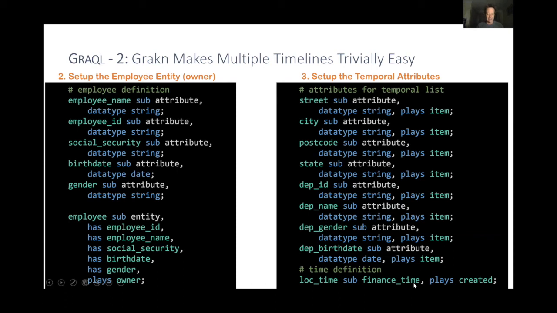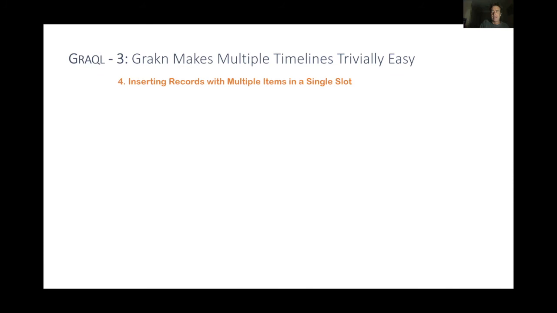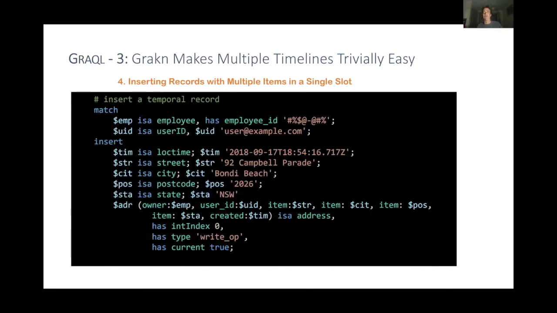So not only has it got a composite index in there, not only has it got years, months, days, hours, minutes, seconds, and milliseconds, but it's also got quarters and financial quarters and all sorts of stuff. And that time piece is the created. So then inserting records becomes super simple. I've got my temporal list, and I assume my employee's already written in there.